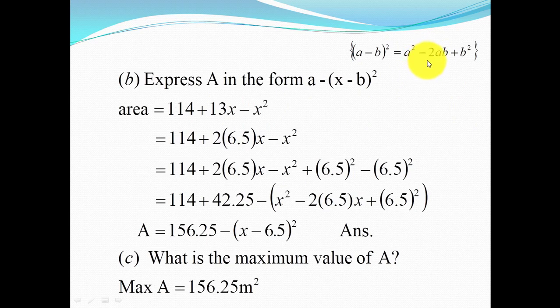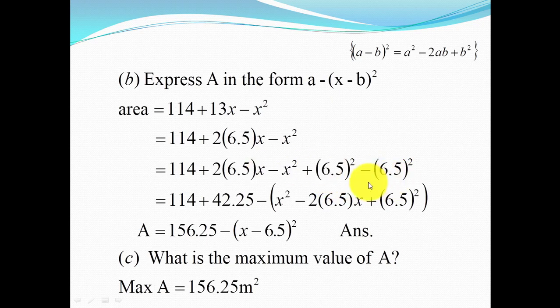2 appears in this expression by default, so we separate 2 from this, and we write digits with 2 multiplication to get the 13. X is retained as it is, so 2 multiplied with 6.5 we get 13, and this is the same as 13x. So here x plays the role of a, and 6.5 plays the role of b, and 2 plays the role of 2. It means that b is 6.5. We need 6.5 square, so we add 6.5 square and minus 6.5 square.